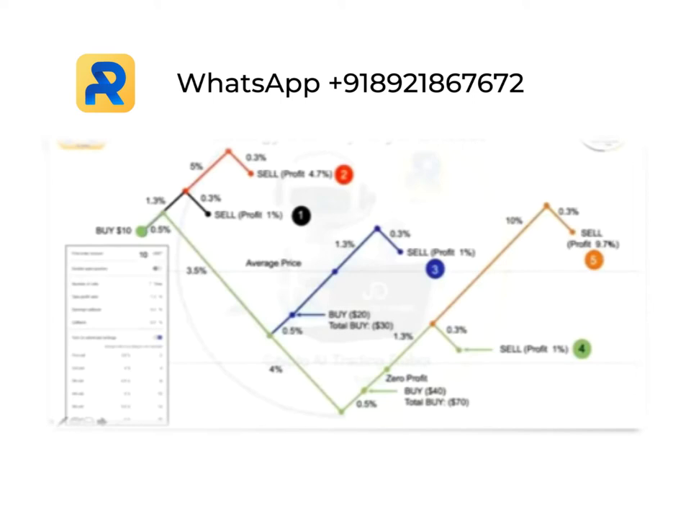So the bot is buying for you at very low prices, and you can see that the market has slashed down by 4% further. The bot purchased for you $40 worth of coins, so your average price fell down from here to here. Now your average price has reduced a lot, and that's the interesting part. As your average price has reduced, your profit triggering point has also been changed by the bot. So when the price goes up by 1.3% and comes down by 0.3%, the bot will sell all the coins and give you 1% profit. All the coins, how much? $70 worth of coins.